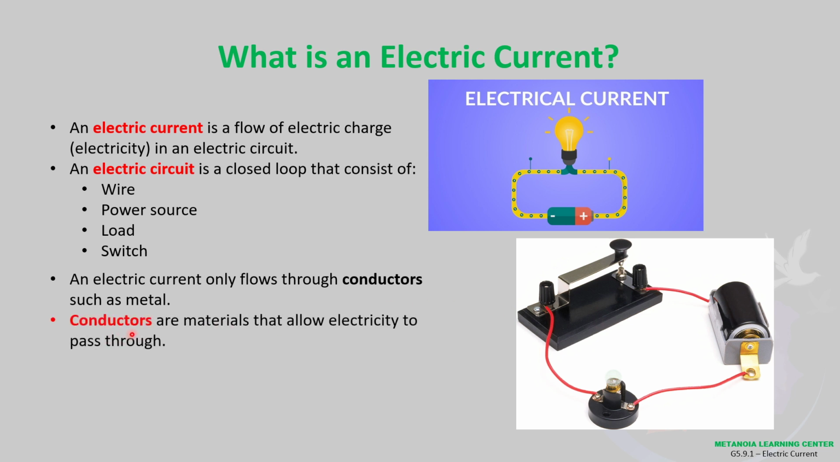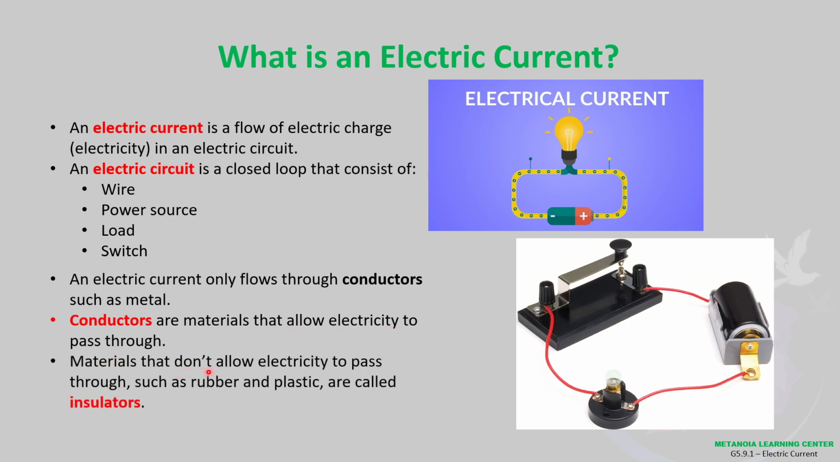Okay, so conductors are materials that allow electricity to pass through. And materials that don't allow electricity to pass through, such as rubber and plastic, so if you can see, may plastic tayo dyan, are examples of insulators. They are called insulators. Okay, so bakit ngayon kailangan may plastic? Kasi kung walang plastic, walang rubber, no insulators, most likely makakuryente tayo.